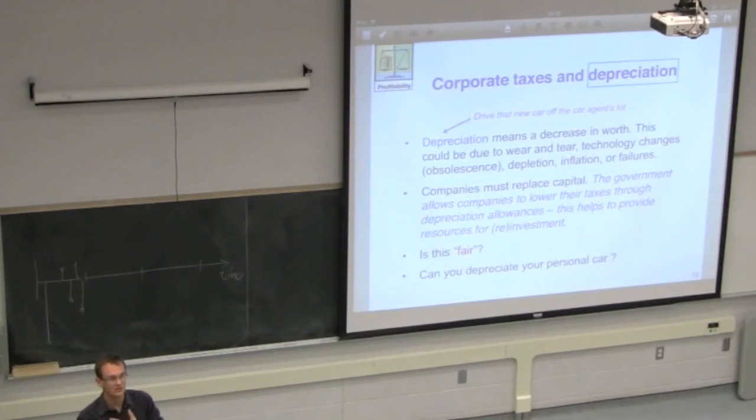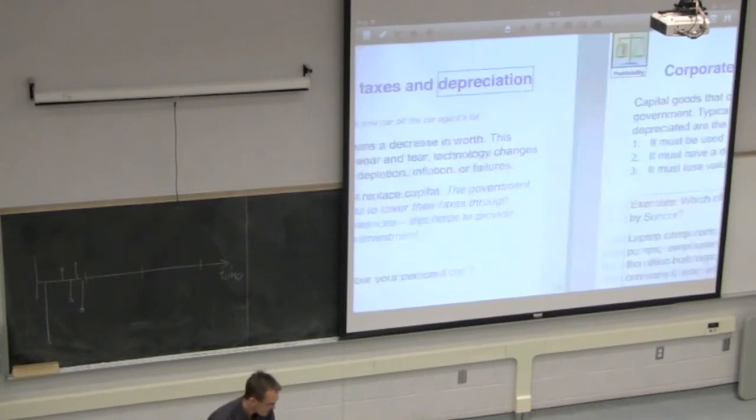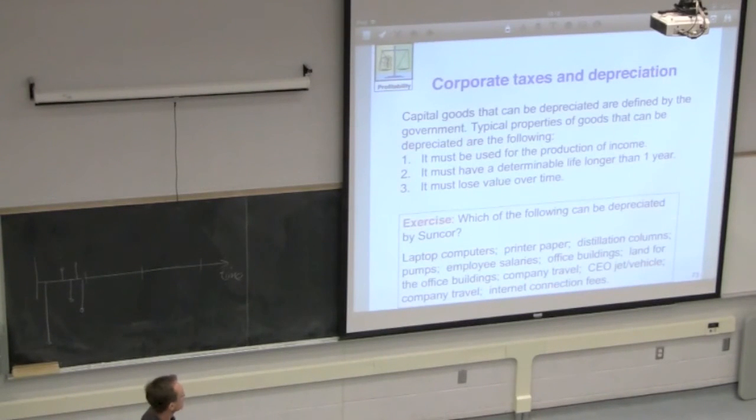I don't own a car anymore, but if I owned a car, I can't depreciate the value of the car and reduce my taxes that way. Okay. So is it fair that the government allows companies to do it, but it doesn't allow people to do it? Before you answer that question, consider what the government allows companies to do, though.